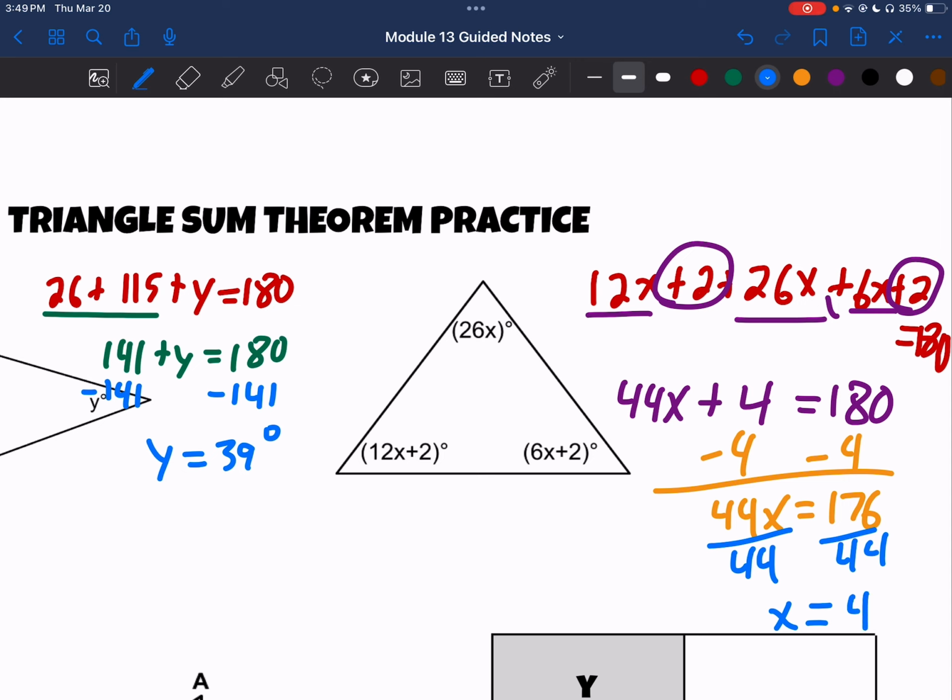So when we go ahead and substitute this into each of our corners, 26 times 4 is 104 degrees. 12 times 4 is 48, plus 2 is 50 degrees. And our last one, 6 times 4 is 24, plus 2 is 26 degrees. Again, if you add these together, 104 plus 26 is 130, plus 50 is 180. We have our correct answers.